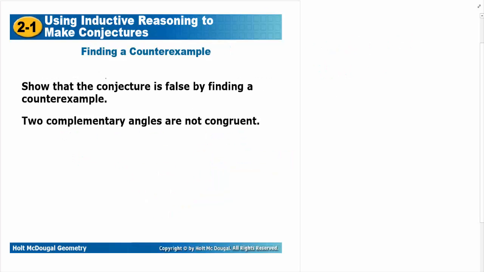Alright, two complementary angles are not congruent. So if you have angles that are complementary, they can't be congruent. So again, the counterexample, we're looking for a counter. If you want to counter this statement, you got to know what you're trying to do. Okay, if I'm going to counter the statement, I want to say that they are congruent.